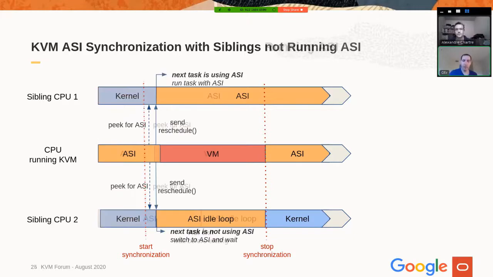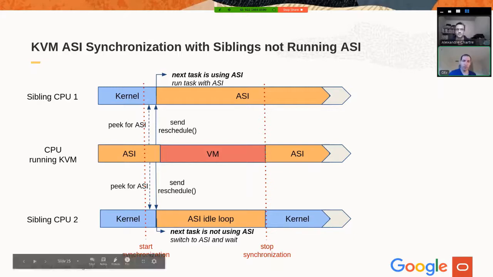If the other CPU is not running ASI, there's a bit more complication, because in that case, we still have the same beginning. We start the synchronization. We look for ASI on the other CPU. In that case, the other CPU is not running ASI, so we'll send a reschedule request to this CPU, so it will select a new task. For example, CPU1 is going to select a task which is using ASI. So that's fine. It can enter ASI and continue to run.